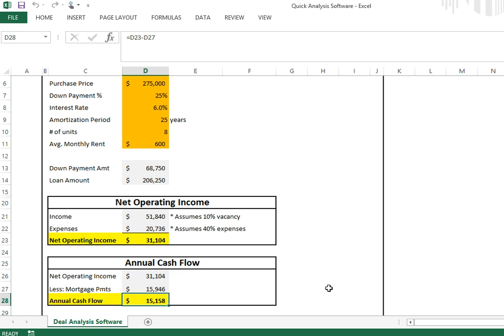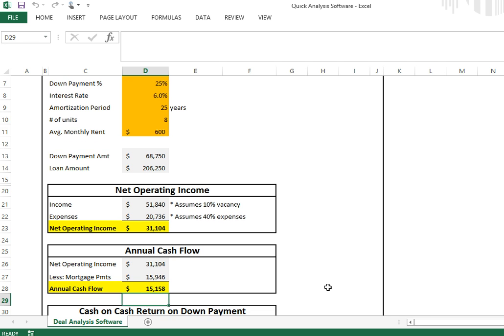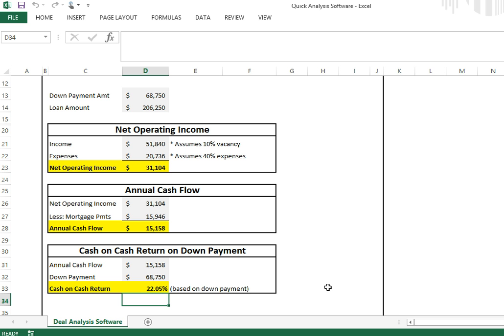Okay, annual cash flow. To calculate your annual cash flow, we take your net operating income and subtract out what the mortgage payments are going to be. This is all calculated for you, and we have your annual cash flow. So now you know how many dollars you're going to have at the end of the year from this deal. And then finally, we want to know, how is your money working for you? If you put down a down payment of $68,000 and change, and you had annual cash flow of $15,000, that's about a 22% cash on cash return.